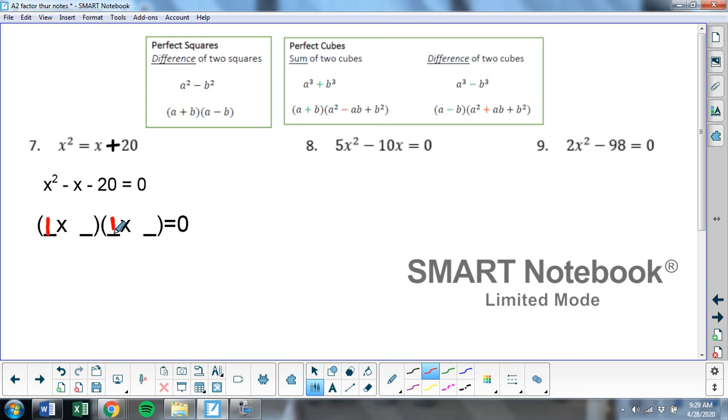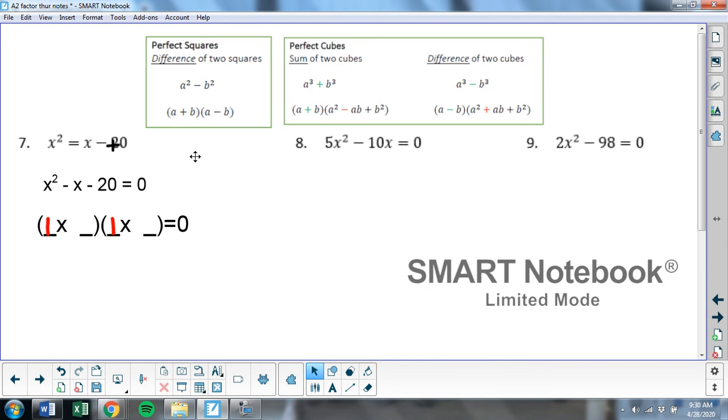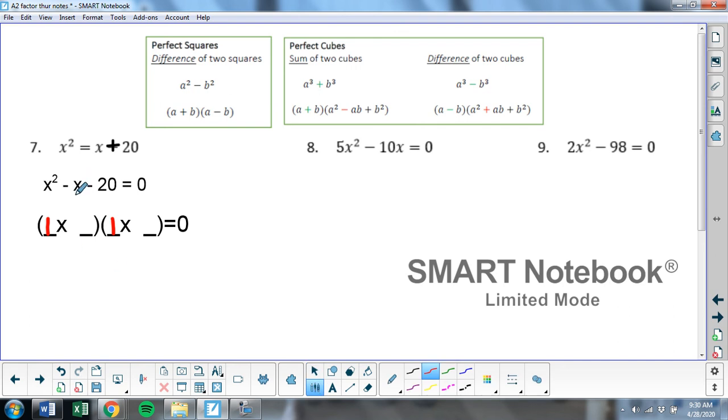1 times 1 is 1x squared. For 20, we have 1 and 20, 2 and 10, or 4 and 5. I'll go with 4 and 5 since you want to get negative 1x. Which one would need to be negative, the 4 or the 5? The 5 needs to be negative. So I have negative 5x's and a positive 4x's.